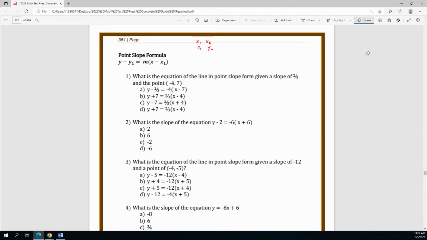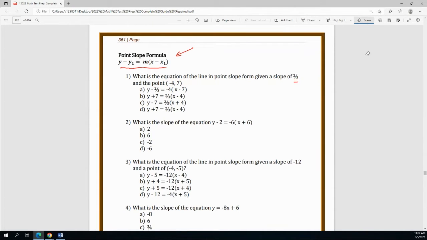First things first. The question number 1 says, what is the equation? What is the equation of the line in point slope form, which is the point slope form that we're talking about right here, if my slope, my m, is this, and my point is this. Okay, let's go ahead and get through this.